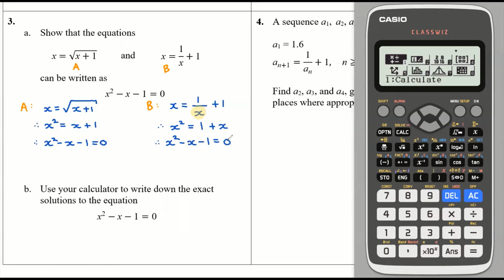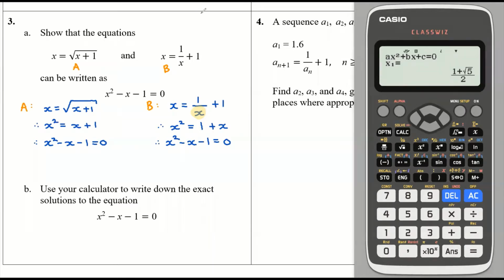Now, for part B, it asks us to use our calculator to write down the exact solutions to the equation. Well, if we write down the exact solutions, we can use the equation solver on our calculator. So I'm just going to go down to the menu option A here. So polynomial degree 2. All right, and then we put in the coefficients. Now, obviously, it's x squared, so 1x squared, -1 for B, and -1 for C. Now, let's see what we get here. Press equals: 1 plus root 5 over 2. Excellent.